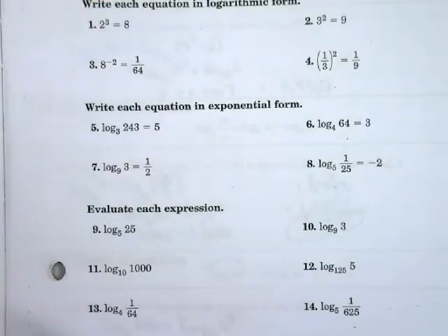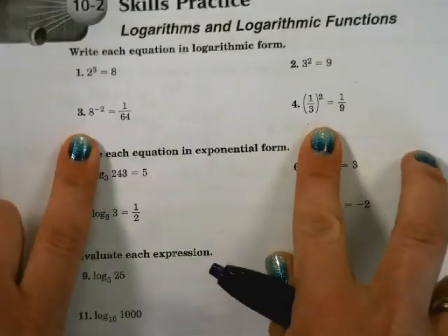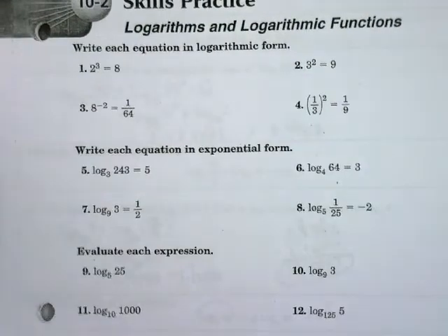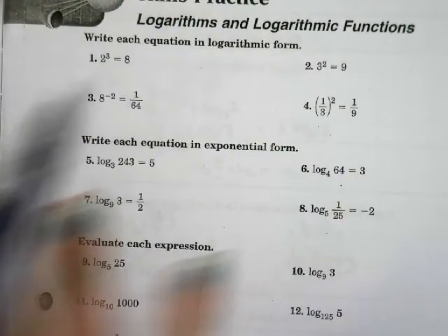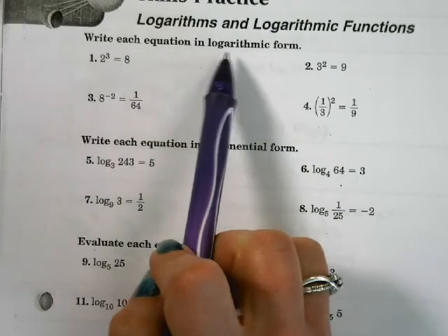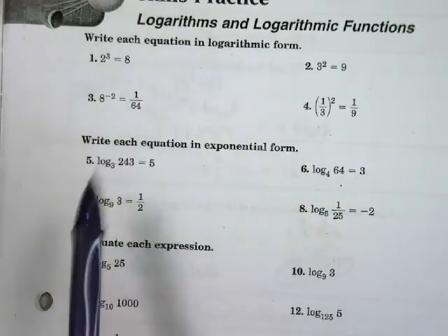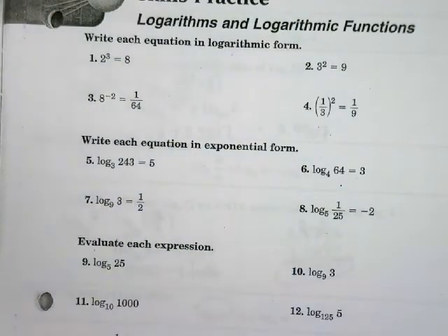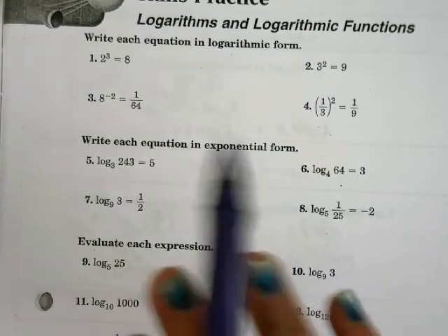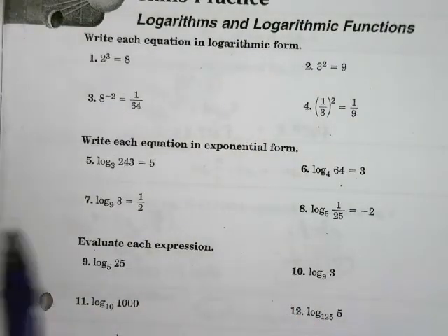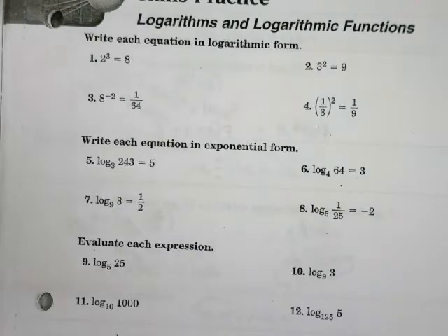Okay, your worksheet, the first 4, you are just changing forms. You don't have to solve anything, you're just changing forms. So you're going to write it with the word log. 5 through 8, you're going the other way. You're just going to write it as an exponential. You're not going to solve anything, you're just rewriting it. So take the word log out and write it as an exponent.